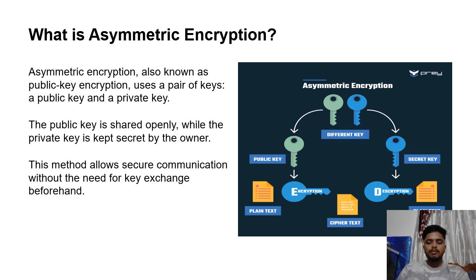So the figure shows asymmetric encryption, where it consists of the public key. The plain text is encrypted into ciphertext with the use of the public key, while a different key is given for the decryption, where the secret key is used for decrypting the ciphertext into plain text.